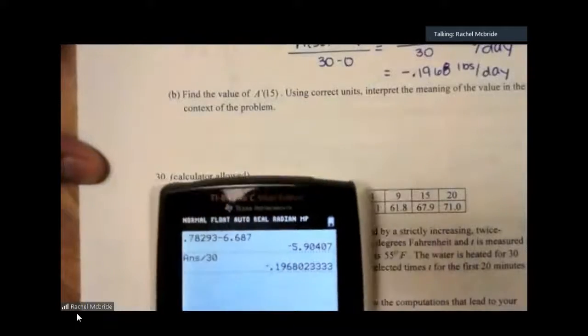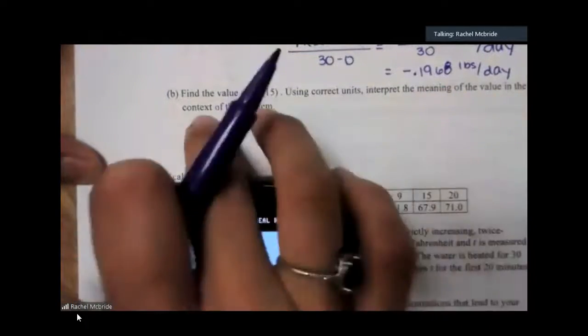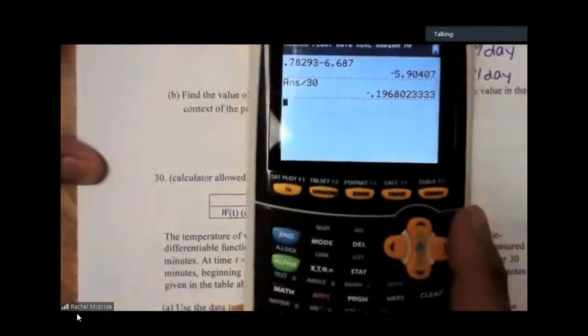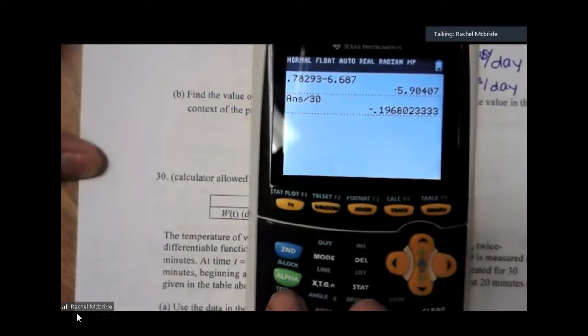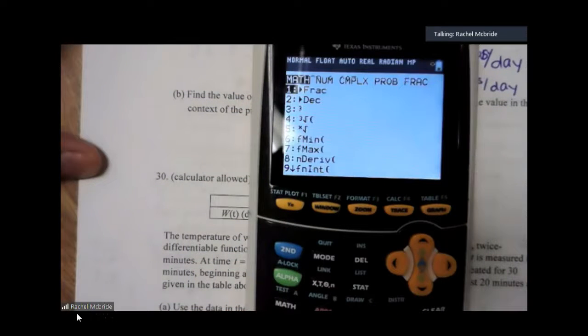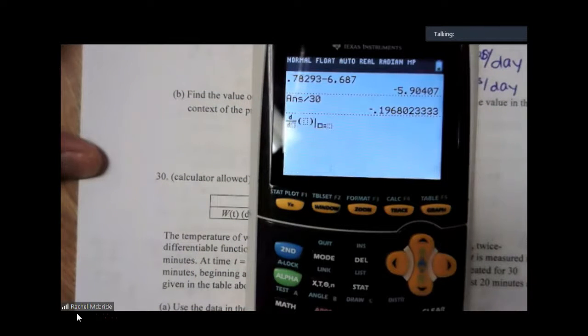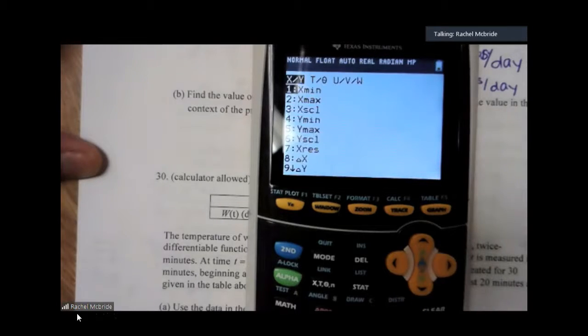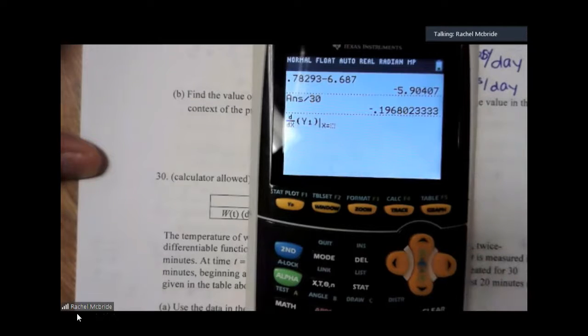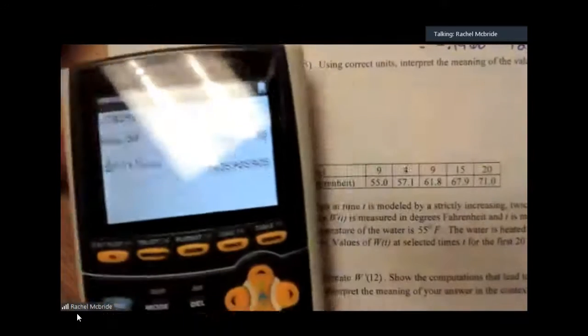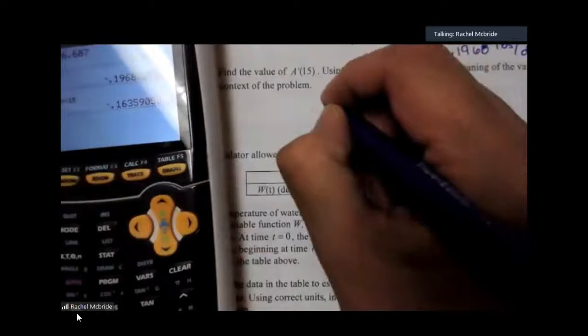Part B, find the value of A prime of 15. Use correct units to interpret the value. So on this screen here, I'm going to hit math. I'm going to go to 8, dx, because you're differentiating with respect to x. Bars, y bars, function y1. Type in 15. So A prime of 15.